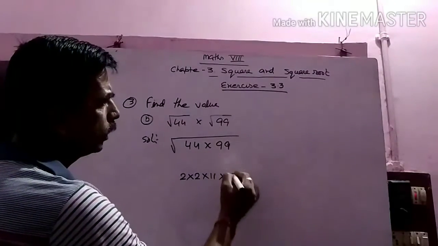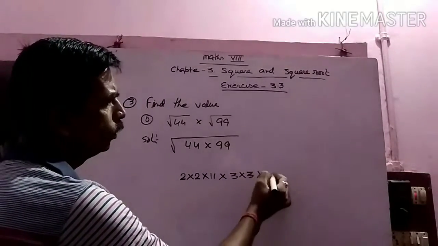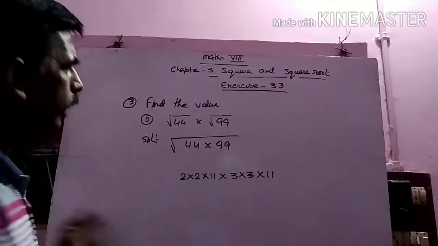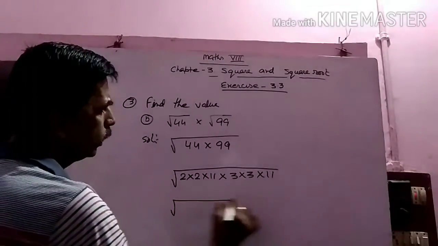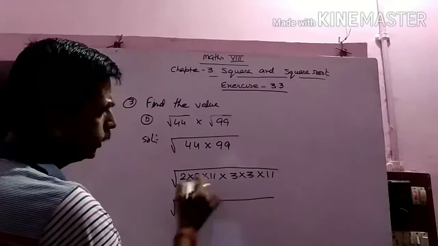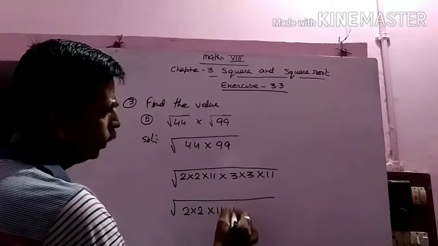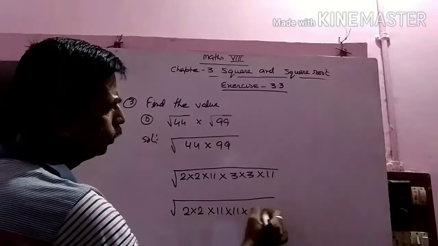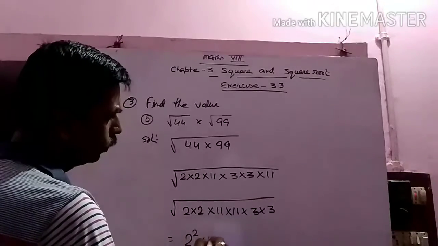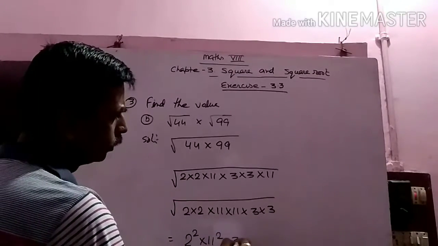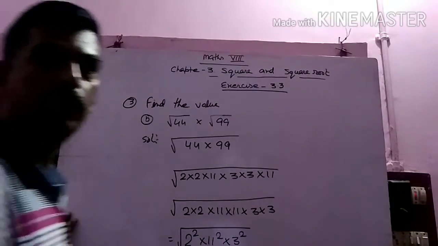Similarly, the prime factorization of 99 is equal to 3 into 3, 3 threes are 9, into 11, which is 99. So under root, it will be root under, arrange this number: 2 into 2 into 11 into 11 into 3 into 3. And what will we get? 2 to the power 2 into 11 to the power 2 into 3 to the power 2.